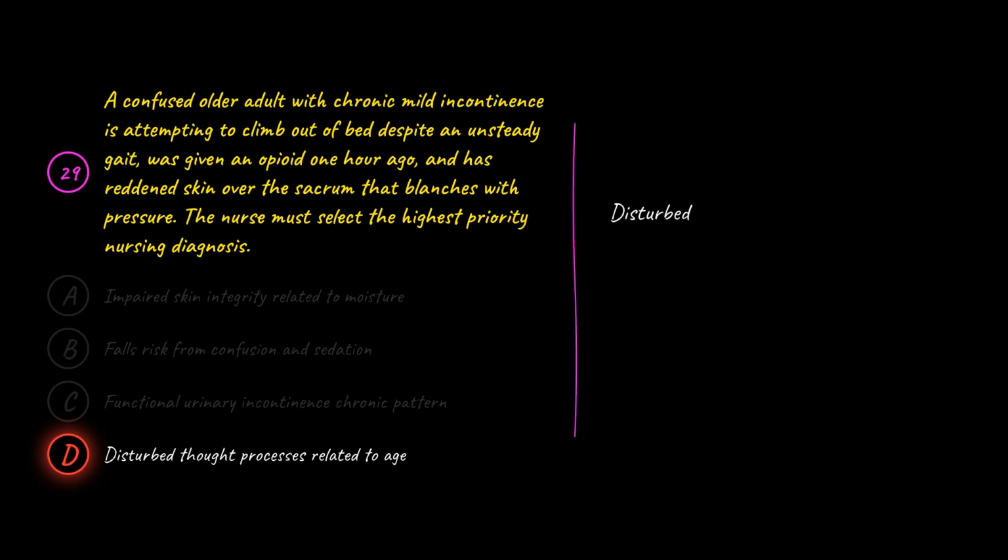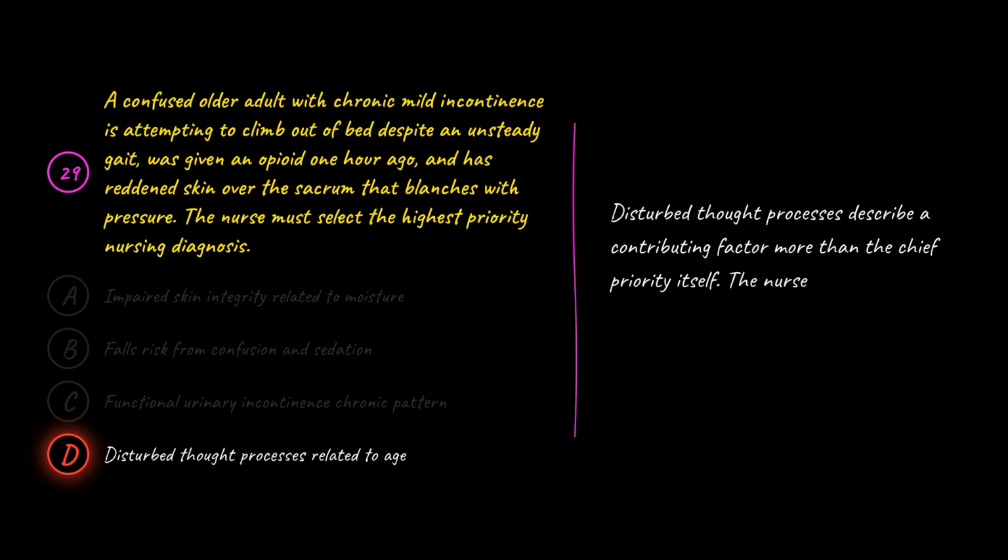D is wrong because disturbed thought processes describe a contributing factor more than the chief priority itself. The nurse must act on what the confusion will cause, namely a fall, rather than the cognitive change in isolation. In nursing priority setting, we're taught that actual problems usually outrank risk diagnoses. But when a risk is both severe and imminent, that rule reverses, and understanding why is the key to safe clinical judgment. Priority is determined by which problem produces the worst outcome in the shortest time.